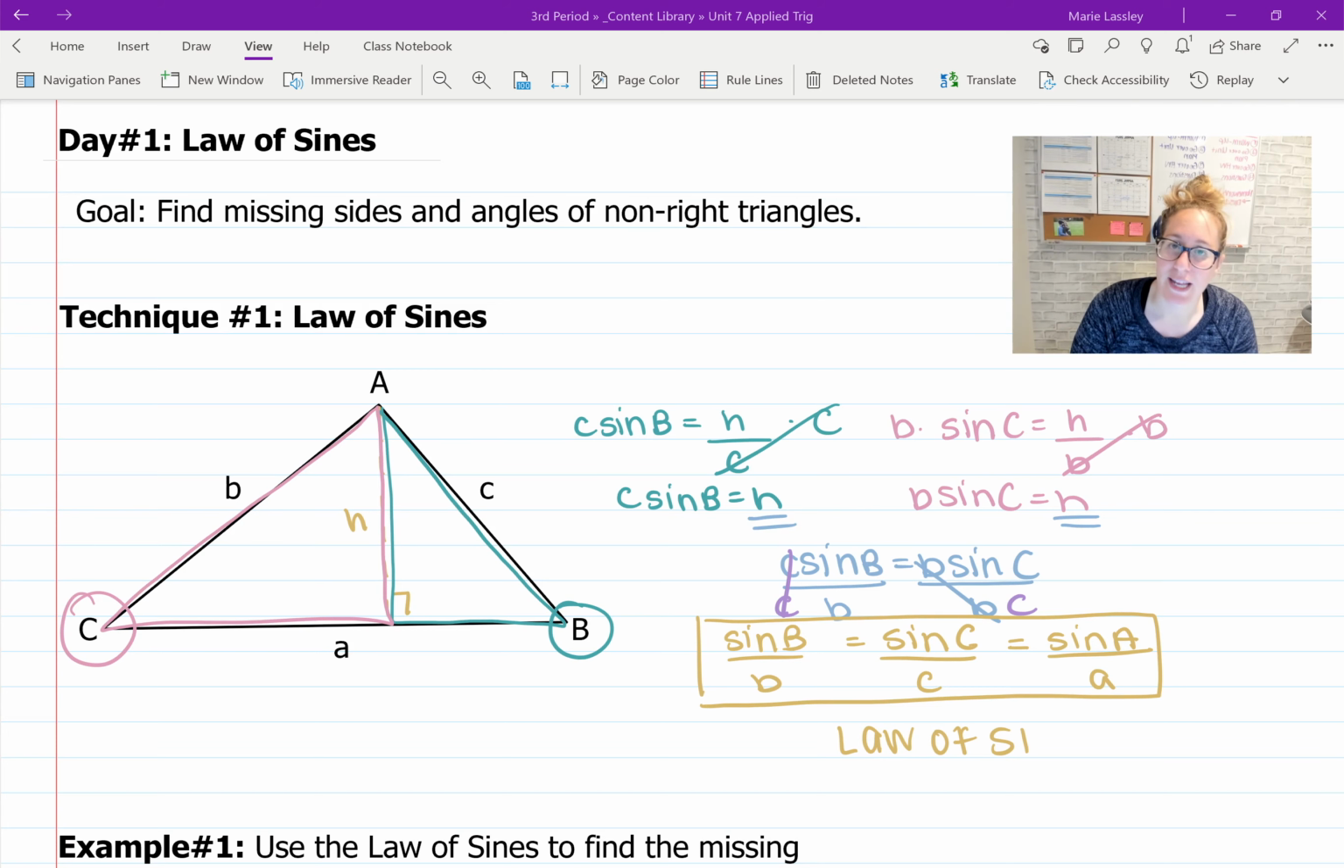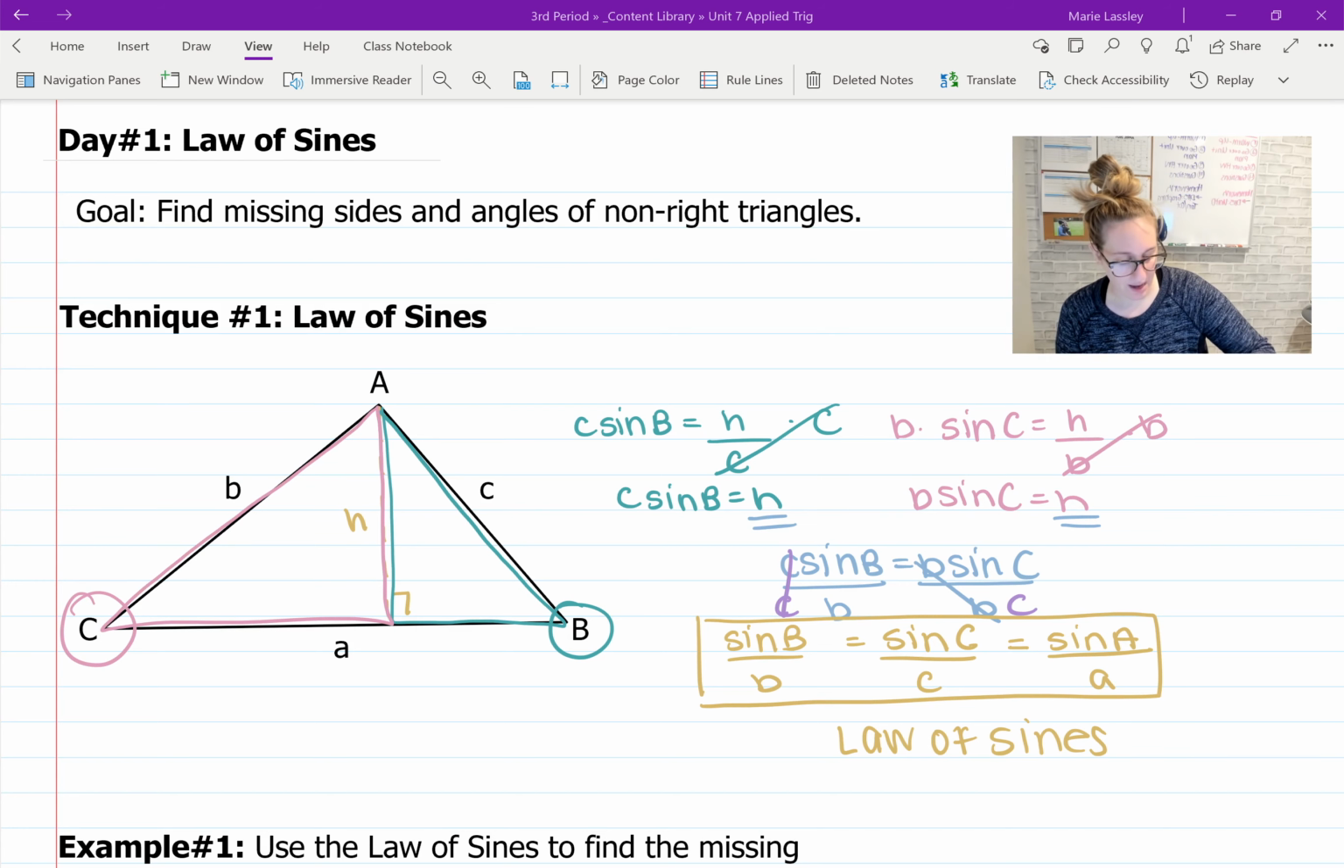In geometry, we call this a proportion. When you have a bunch of fractions equal to each other, it's called a proportion. When you did similar triangles, you used proportions all the time to find missing sides and angles. This is the same kind of idea. These are telling us that the sine of an angle divided by its side is equal to any other sine of an angle divided by its side. All these ratios in a triangle should be equal to each other. So this is one technique that is going to allow us to find some missing sides and angles.